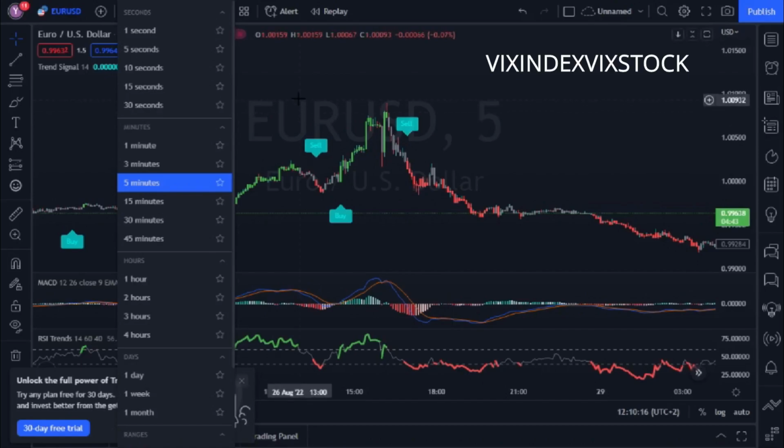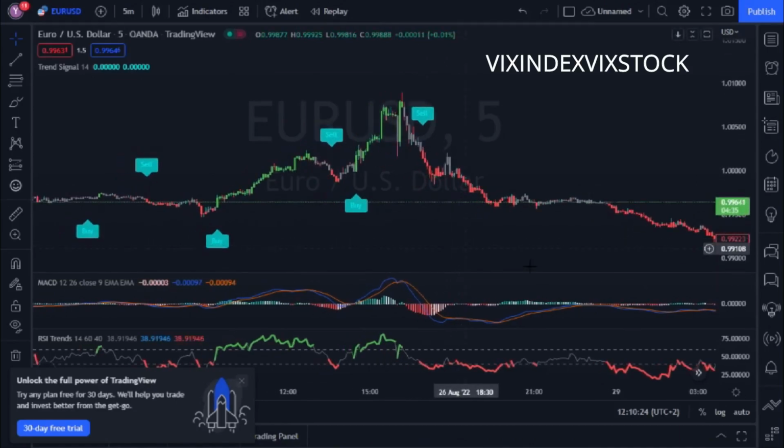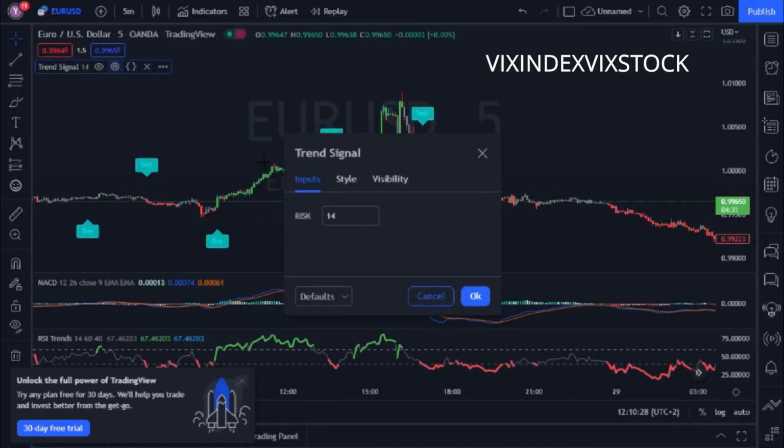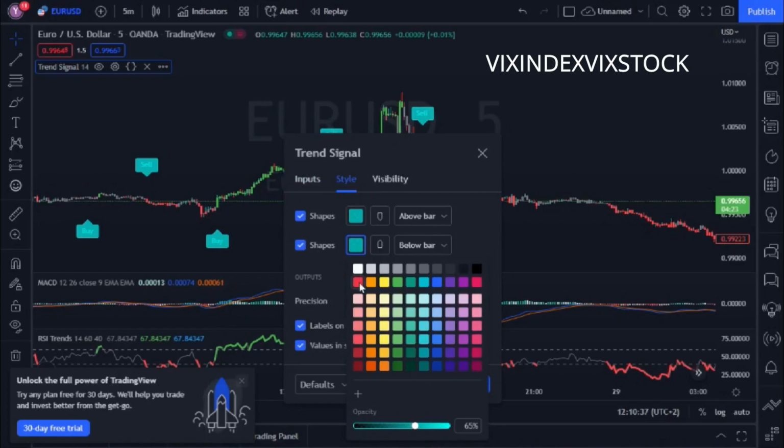So now that we have done this, we don't really need to change anything. That's all that we need with this. If we just go here, we can check our trend signal is 14. That's all that we need it to be. Maybe below bar, let's just change color here and make it red there.